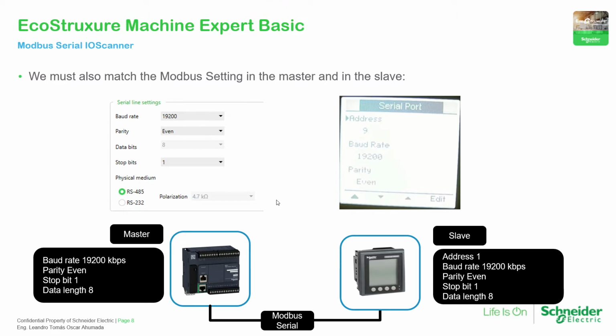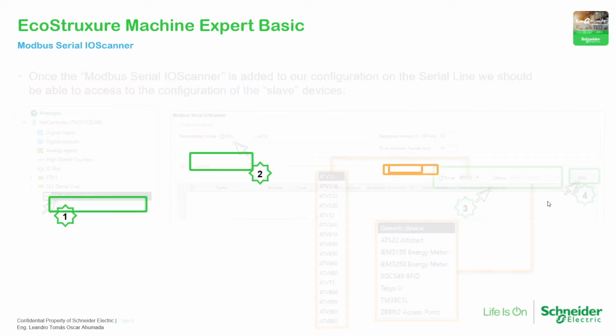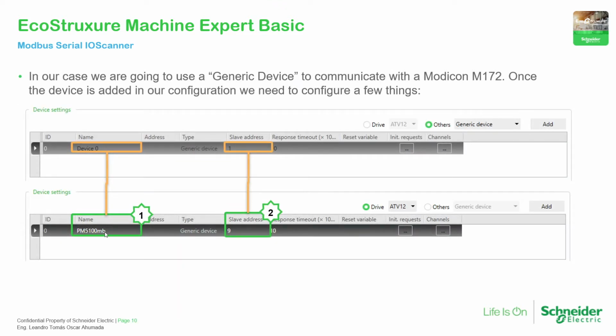It's like this. So once we have configured this part, it's time to start using the device, make the configuration. So once you selected the serial line IO scanner, we just need to select the transmission RTU, which is by default. Then in our case, we just need to go to others and select the generic one. Once you add the generic, optionally, we can change the name, and we need to change the slave address, that in our case is the 9 that we have already configured.